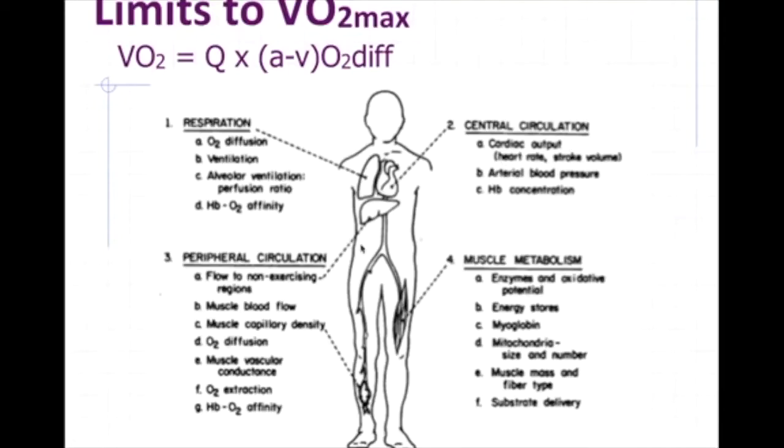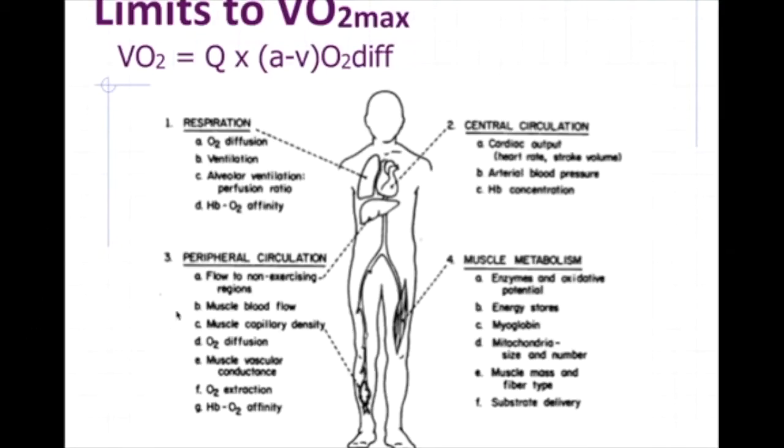Now, if I were to draw a line and cut it across the bottom right here, these 2 other categories are really what limit the non-elite athletes from being able to have a high VO2 max. Some of it is us actually getting blood flow to the working muscle itself.